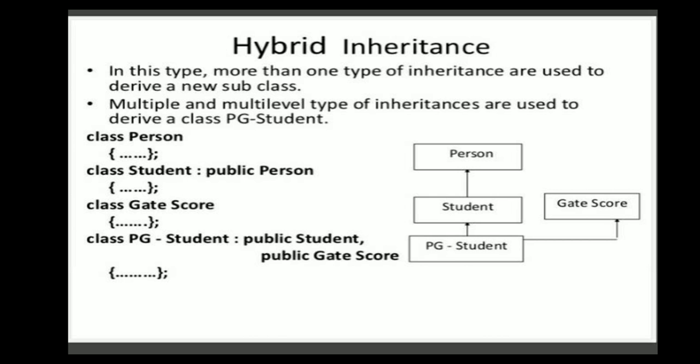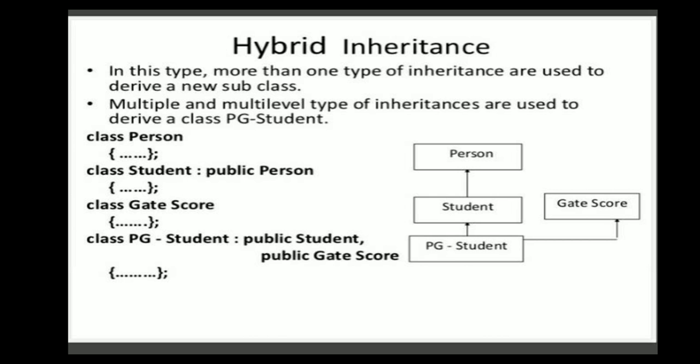First, class person. This is the base class. Then class student. Class student colon public person. Because student is one of the derived classes, it can derive the information from the base class person. Next, another separate base class is gate score. So class gate score we have written separately.